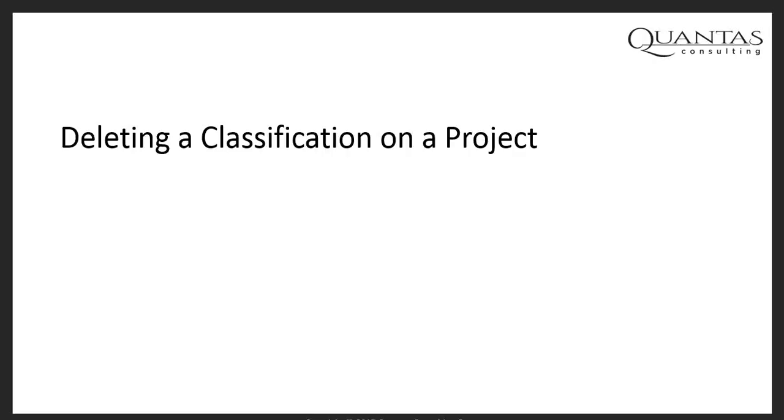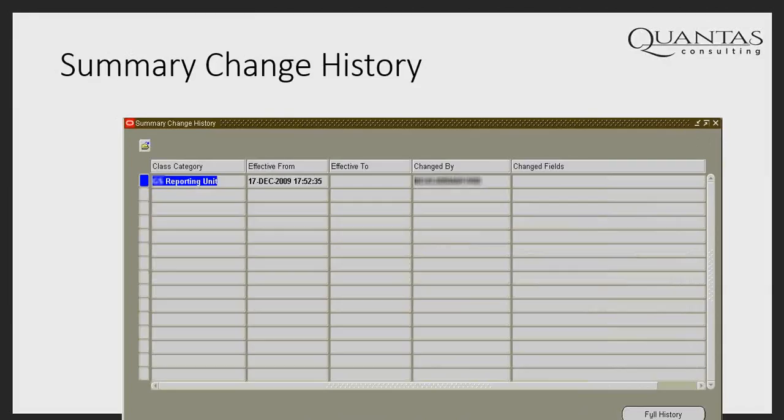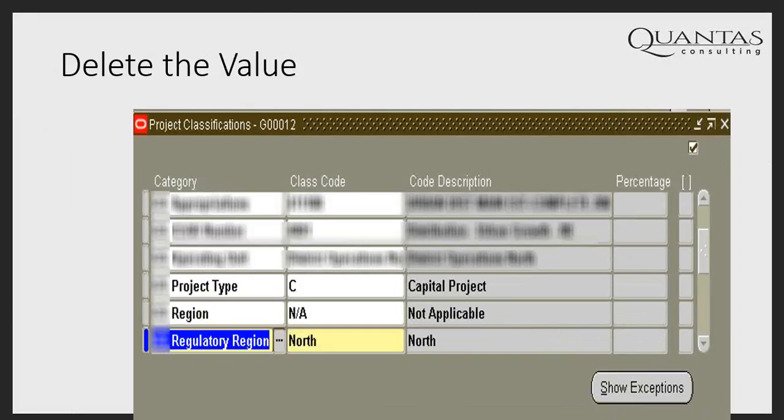We're going to get into now the deleting of a classification on a project. So here I'm going to use the reporting unit, which is here Edmonton. I go into my summary change history screen, and we can see it's recorded that the reporting unit is there, and in the full history screen Edmonton is identified. I go back and you can see the classification has been deleted.